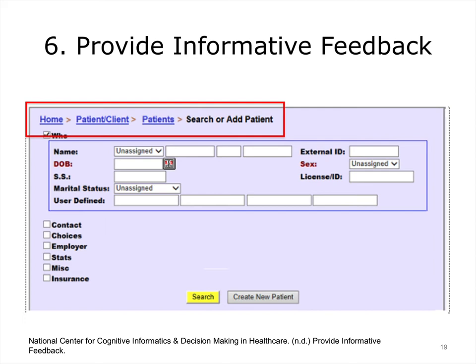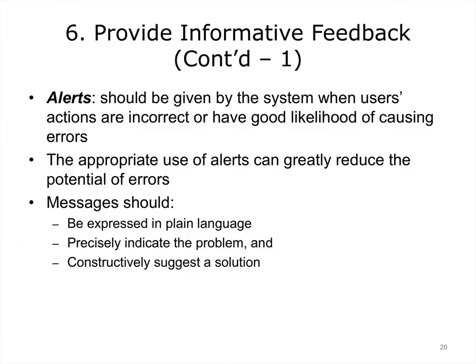Presenting status information to users facilitates their next actions and should improve operating efficiency. This figure shows an example of providing feedback on the user's location by breadcrumb navigation, shown in the red box. It presents the user with the information needed to understand where they are in the system and how to perform further actions. The appropriate use of alerts can greatly reduce the potential of errors. These alerts should have the following features: be expressed in plain language, precisely indicate the problem, and constructively suggest a solution.